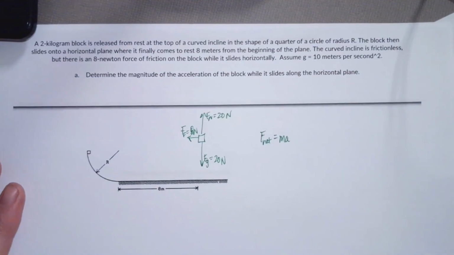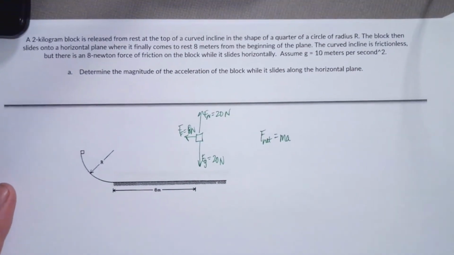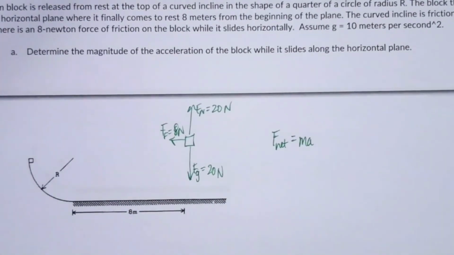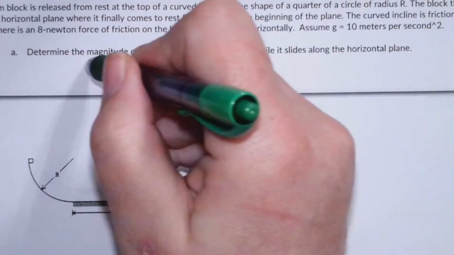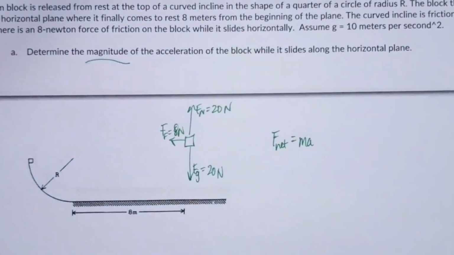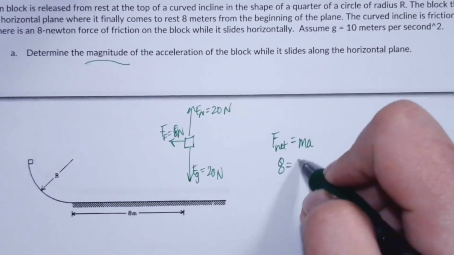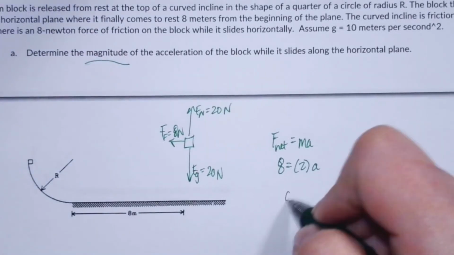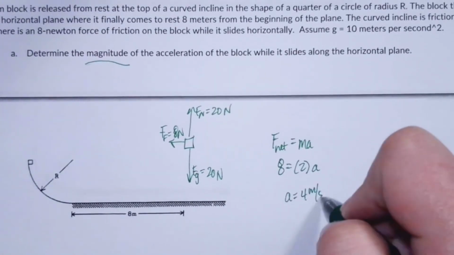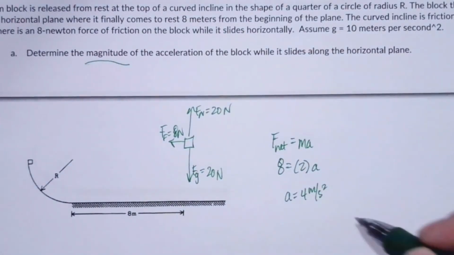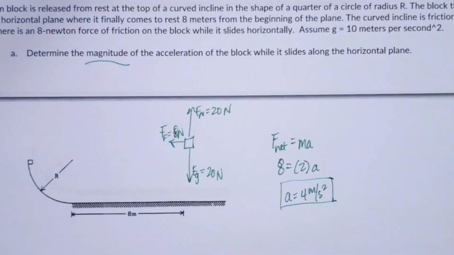Really, our acceleration is -8, but our net force is -8. But they asked for the magnitude of acceleration, and magnitude is just a number. The negative would be a direction, so it doesn't matter. So I'm going to put my F net is 8. My mass is 2, so my acceleration has to be 4 meters per second squared. It's really going to be -4, but they ask for magnitude.